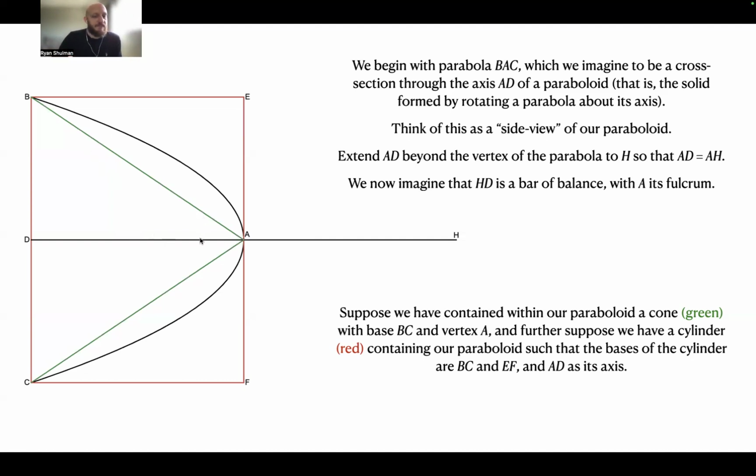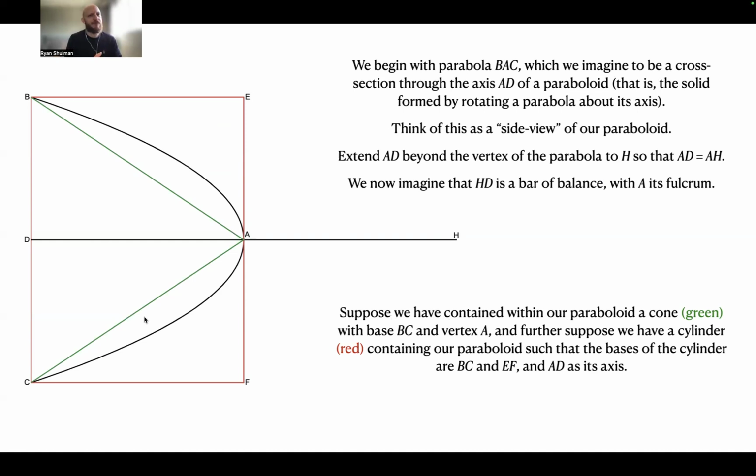And the axis of this paraboloid is AD. So the first thing that we'll do is we extend AD beyond the vertex, beyond A, to the point H, so that AH is equal to AD. And then we're going to imagine that HD, this full line HD, is a bar of balance with A as its fulcrum. Suppose that we have contained within our paraboloid a cone, which is in green over here.